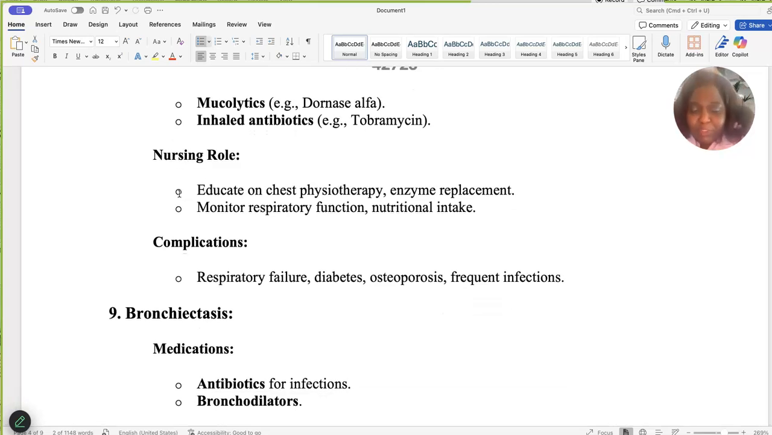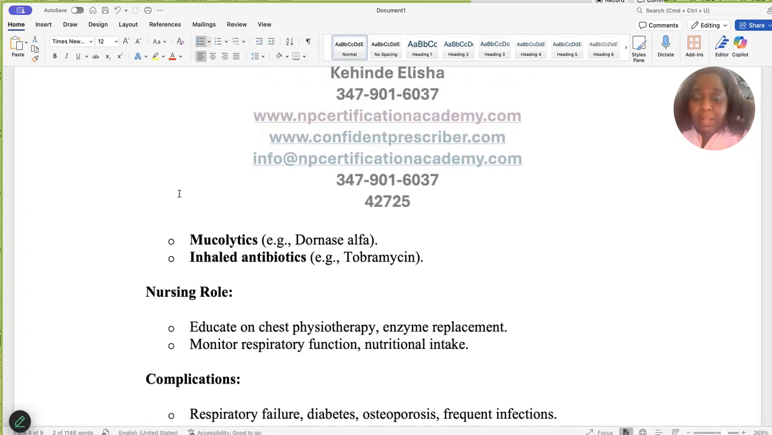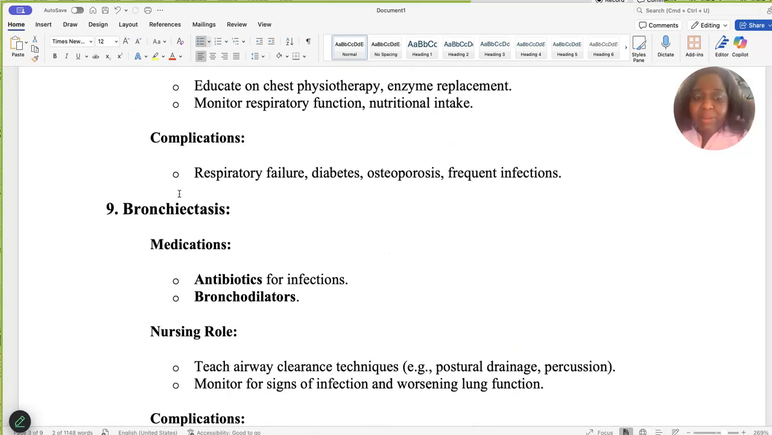And of course, what is your role as a nurse? You want to educate on chest physiotherapy, enzyme replacement. You want to monitor respiratory function, nutritional intake. And of course, what are the complications? Respiratory failure is a possibility, diabetes, osteoporosis, frequent infections. This is not uncommon when we have cystic fibrosis.